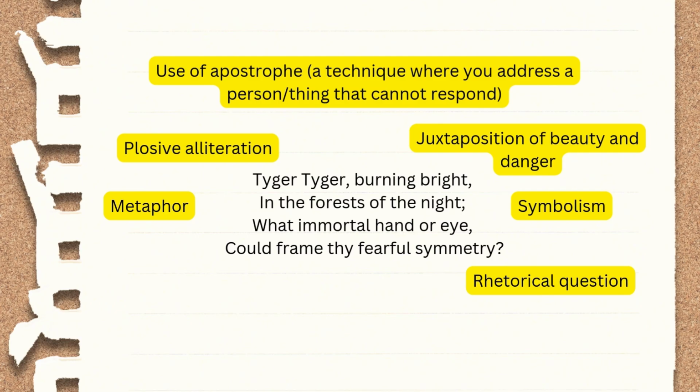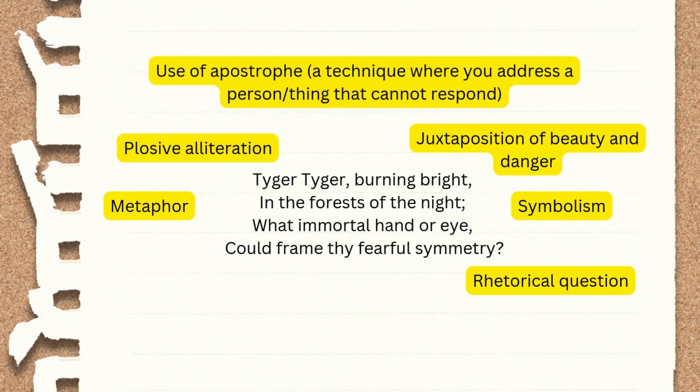So the fact that the tiger is burning bright, you've got in just that phrase, you've got that idea of this terror and also this beauty. And they're kind of juxtaposed here, this burning bright. And that idea you'll see is carried on through the poem. Now, this tiger is in the forests of the night.